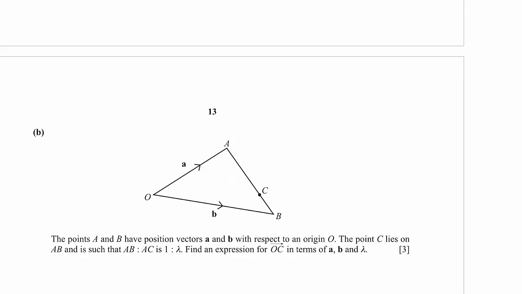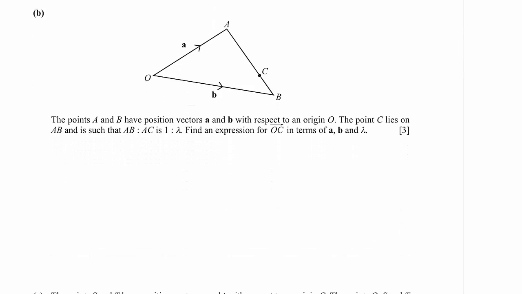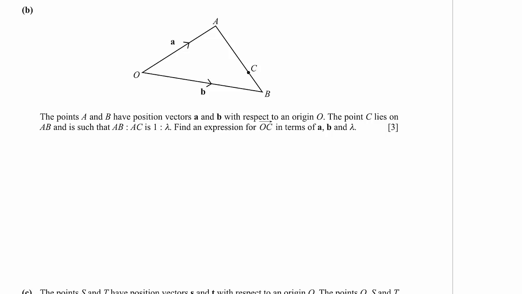So this question actually goes on further, but I don't know if it relates back. The points A and B have position vectors a and b as shown in the diagram, and we can see that OA is a and OB is b. AC to AB is lambda, which is another way of saying that AC is equal to lambda AB. Find an expression for OC in terms of a, b, and lambda.